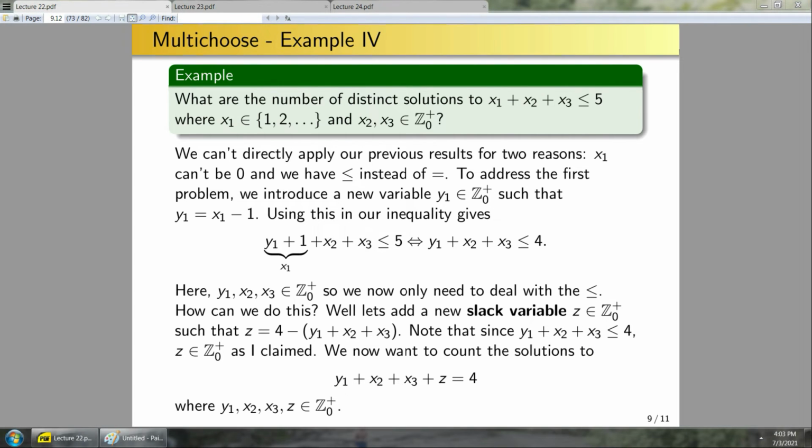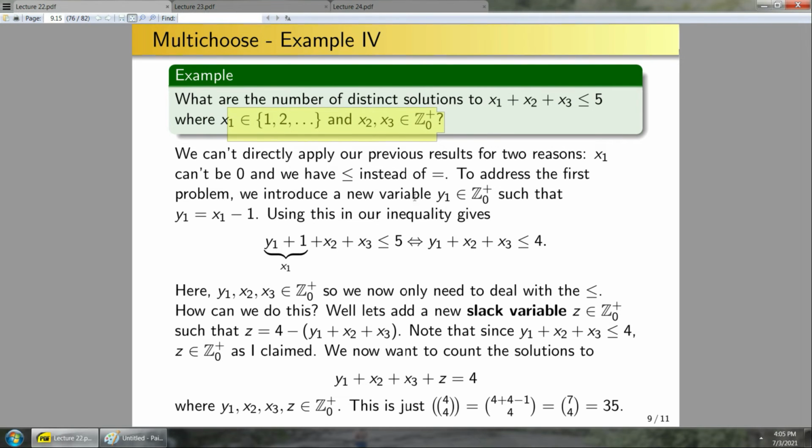But in general, anytime you have a problem like this inequality, you can always add this type of slack variable to consider this equation instead. Okay, so from here, again, the number of these solutions is simply this term here, which is equal to 7 choose 4, or 35. So there are 35 integer solutions to this under these restrictions.